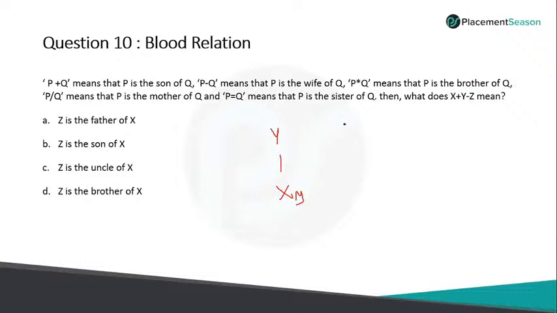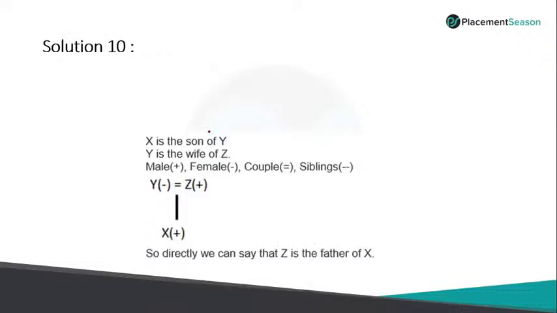Next, Y minus Z. Minus denotes P is the wife of Q, which means Y is the wife of Z. That's what we can get from here. So Y is the wife, should be female, and Z is the husband, male. So what we can get from here? Y is the mother, Z is the father, X is the son. So Z is the father of X. Yes, it is correct. Z is the son of X? No. Z is the uncle of X? No. Z is the brother of X? No. So option A is right. Next question. So the solution is given here.